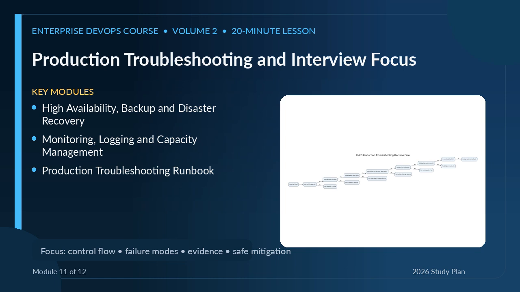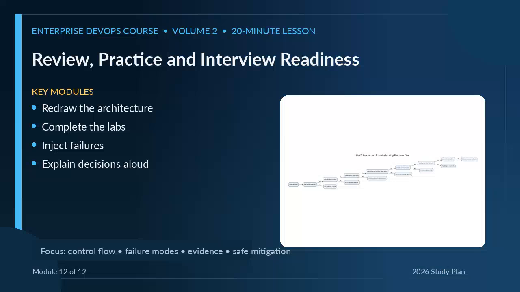The module on production troubleshooting runbook establishes the following ideas. Figure 10, CI/CD troubleshooting decision flow. Troubleshooting starts by identifying the first failed boundary. Avoid changing multiple components at once. In an interview, explain the design choice, the most likely failure mode, the evidence you would collect, and the safest mitigation before making a permanent correction.